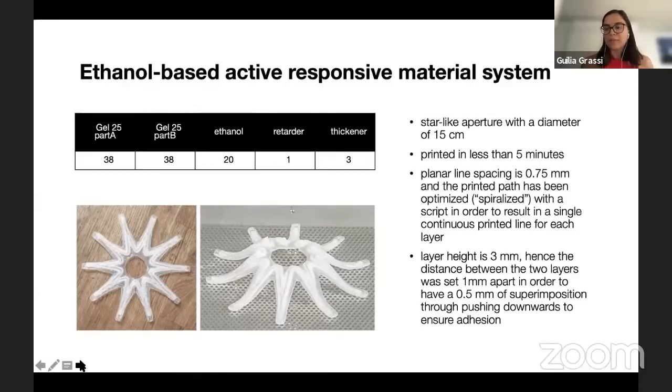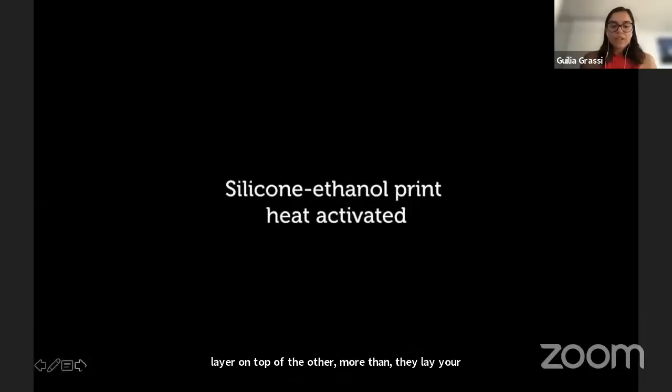And we had to keep in mind also the material properties, such as the viscosity and the thixotropy of the gel. So we had to push one layer on top of the other more than the layer height that we were supposed to have in the end, just to ensure adhesion.